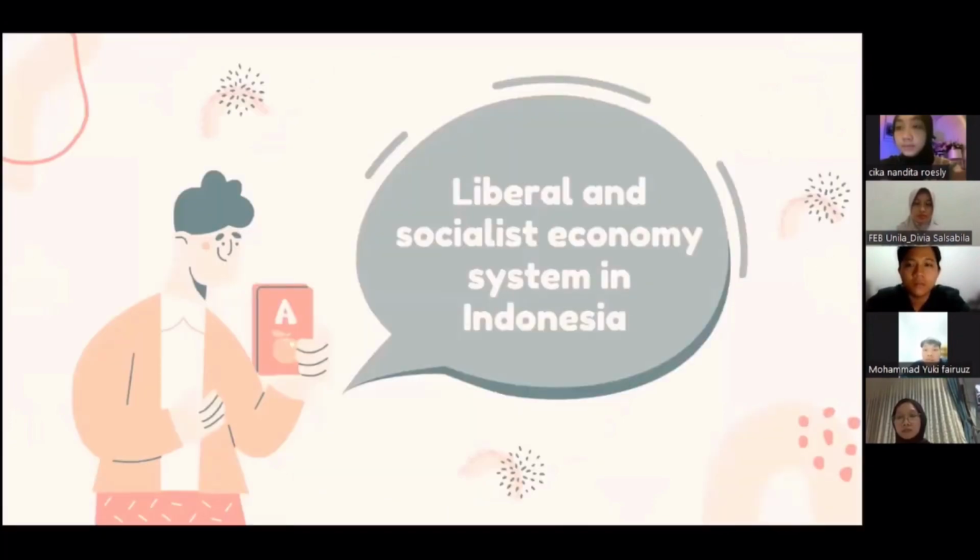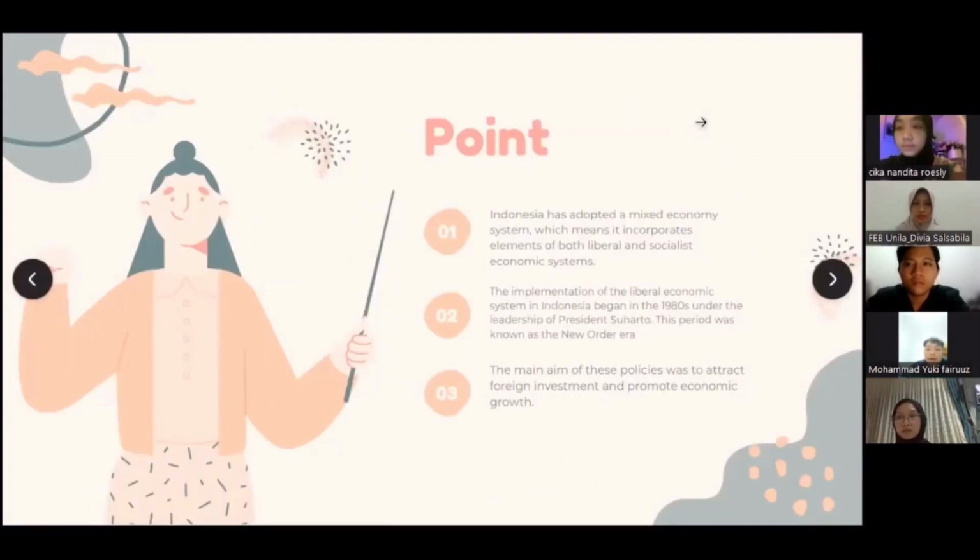The next material is about the liberal and socialist economic system in Indonesia. So we have 3 points in this chapter. The first point is Indonesia has adopted a mixed economic system, which means it incorporates elements of both liberal and socialist economic systems. And the second point is the implementation of the liberal economic system in Indonesia began in the 1980s under the leadership of President Suharto. This period was known as the New Order era. And the last point is the main aim of these policies was to attract foreign investment and promote economic growth.